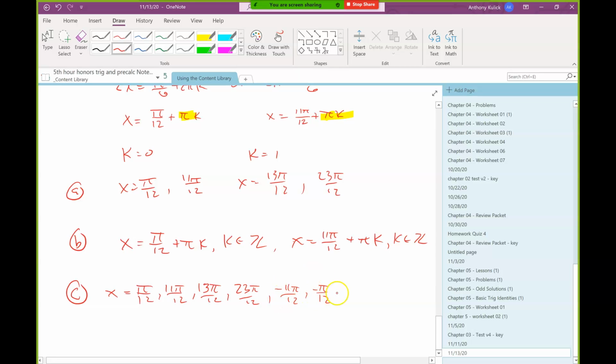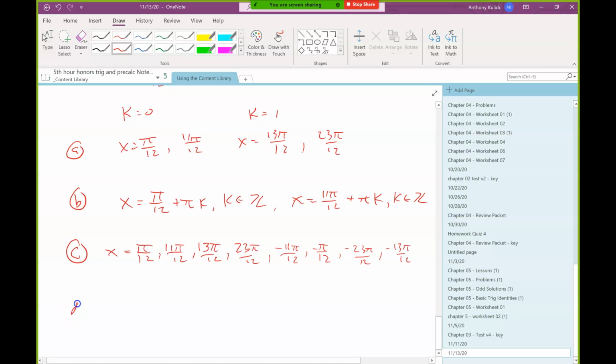And since they're both bigger than negative pi, I'm going to do it again. So if I subtract pi from negative 11 pi over 12, I get negative 23 pi over 12. If I subtract pi from negative pi over 12, I get negative 13 pi over 12. If I tried to do that again, they'd be too small, right? Since both of those are less than negative pi, if I subtract another pi, I'm going to get something less than negative 2 pi, which is too small. So that's my list for part C.